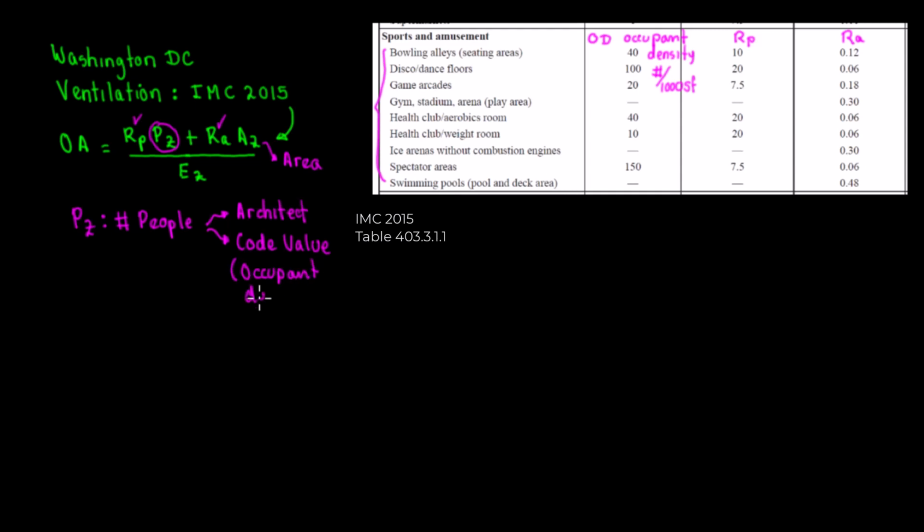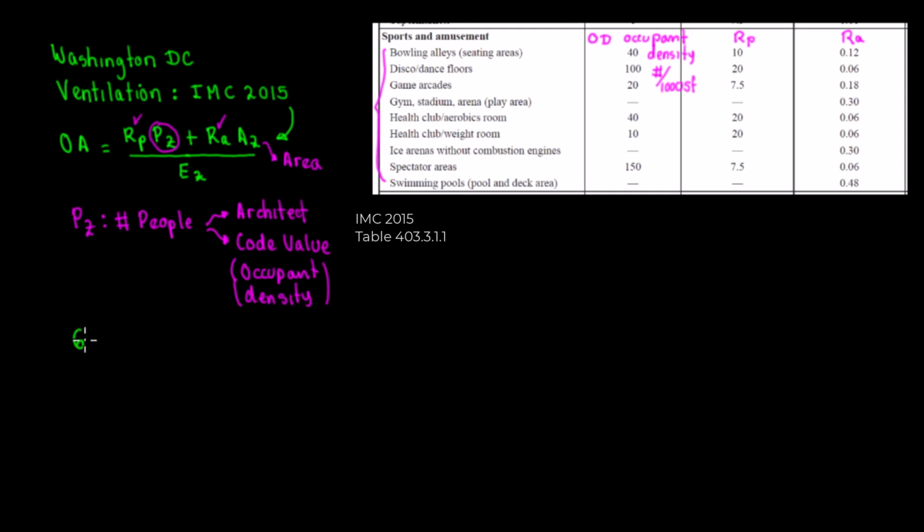So you have two avenues. Usually in the beginning of your design, the architect doesn't even know how many occupants there will be. Everything is still changing. So in the beginning of the design, we go for a conservative value and use the code value. So in this case, we're going to use an example.